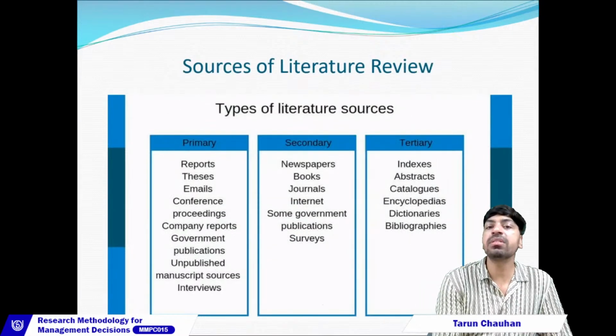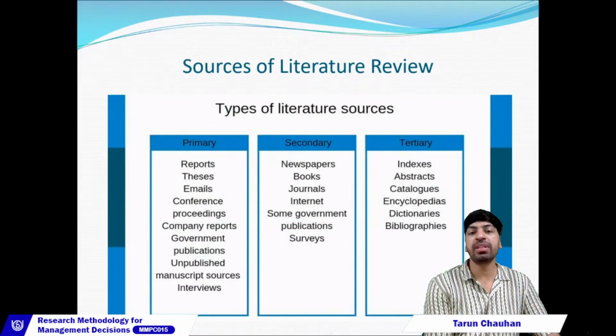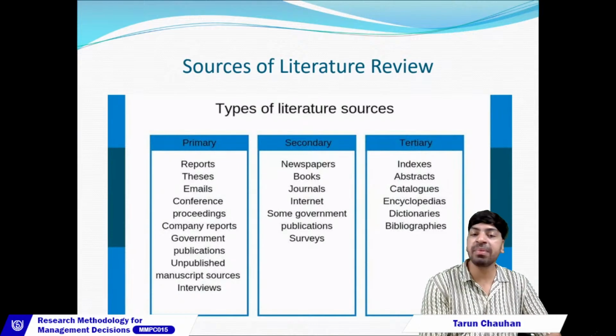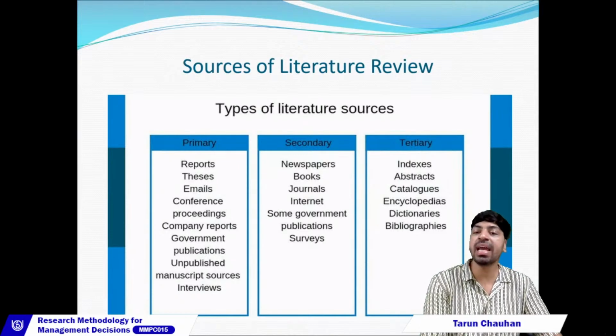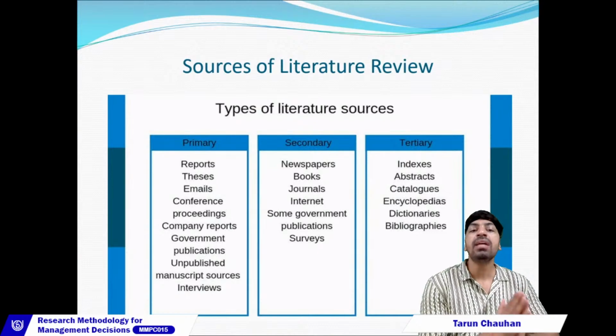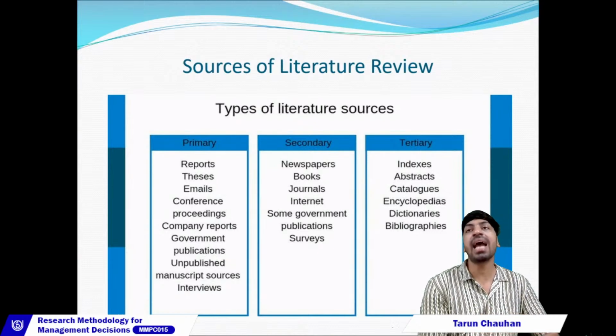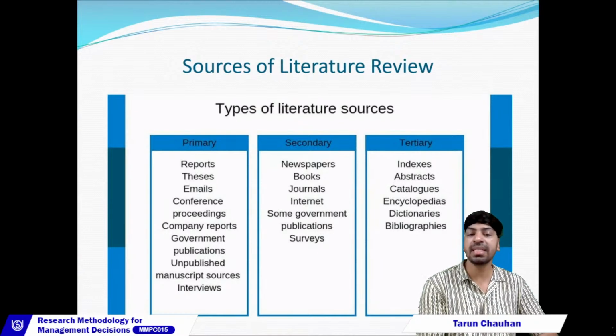Let's talk about the sources of literature review. There are three main categories or types of literature sources. The first one is primary, the second one is secondary, and the third is tertiary. In terms of primary sources of literature review, these are the categories: reports, thesis, emails, conference proceedings, company reports, government publications, unpublished resources, manuscript sources, and interviews.